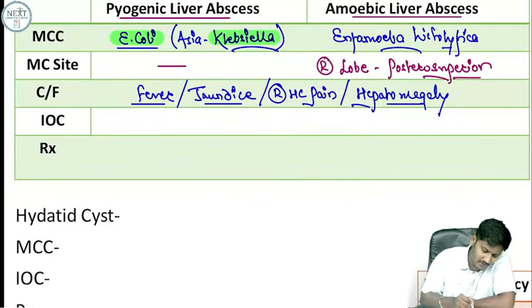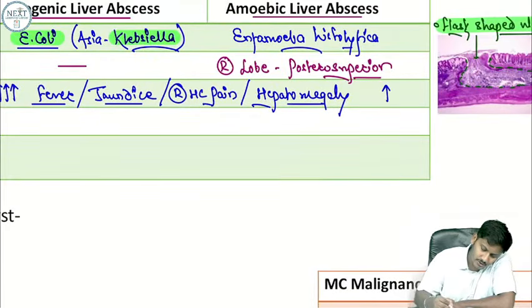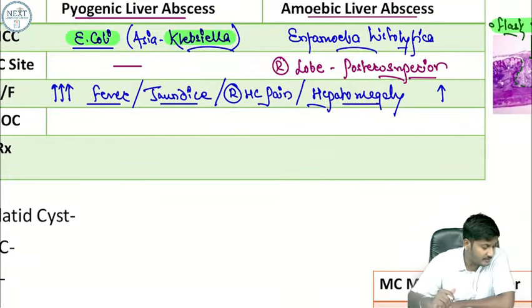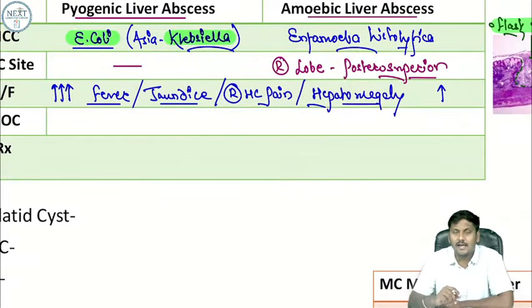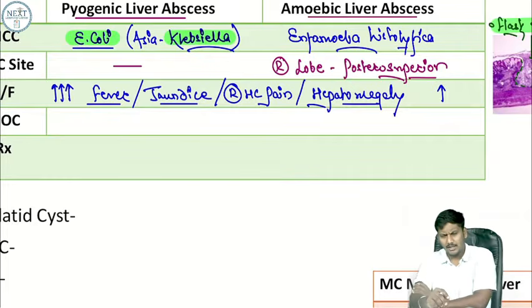The only difference, as I've told you, is that in pyogenic liver abscess the symptoms are much more severe, but symptoms are not very severe in a case of amoebic liver abscess. We know patients of pyogenic liver abscess appear toxic. In amoebic liver abscess they don't appear toxic.